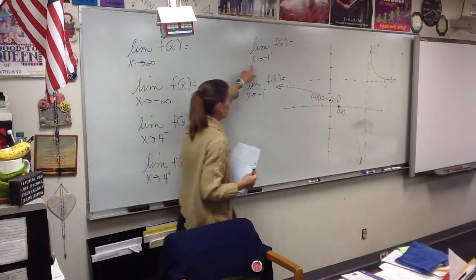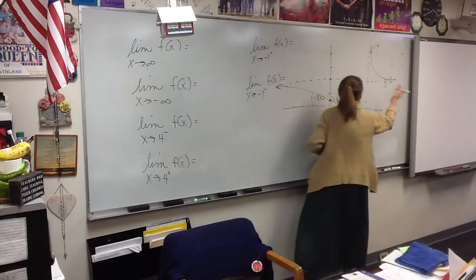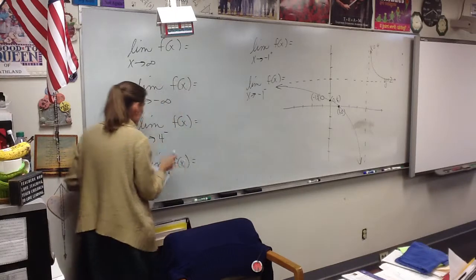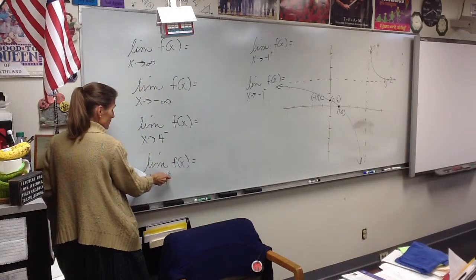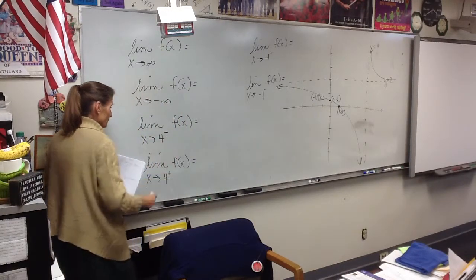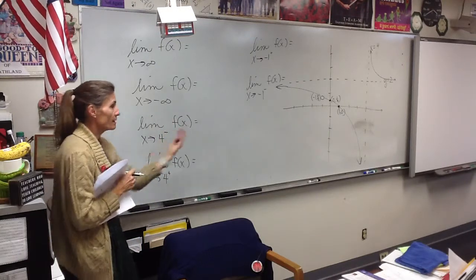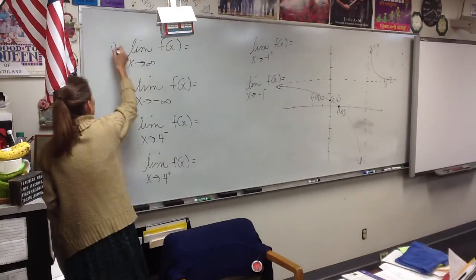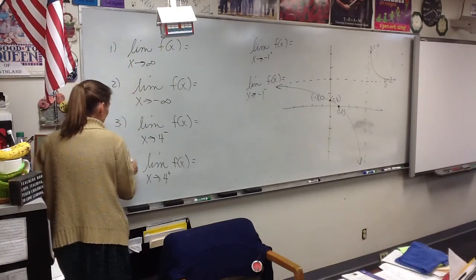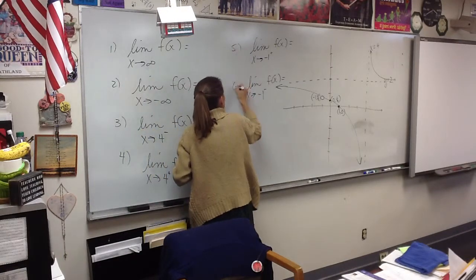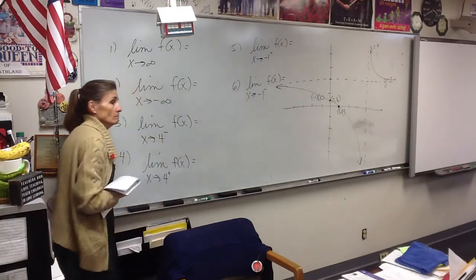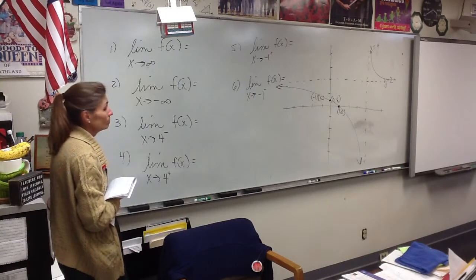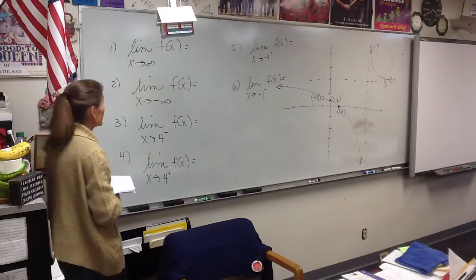And the same thing, we can approach -1 from the positive side, or we can approach -1 from the negative side. So you can think of these as like right and left. The negative side and the positive side. Okay, I'll number them. And you tell me if you figured any of these out. What do you think? Anybody got an answer to any of those?